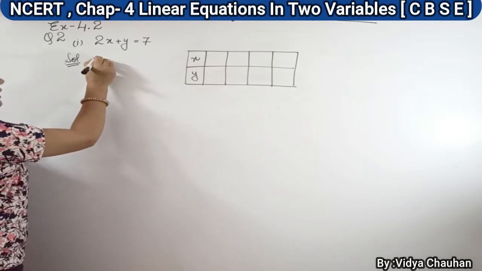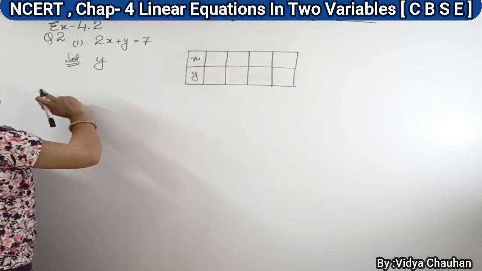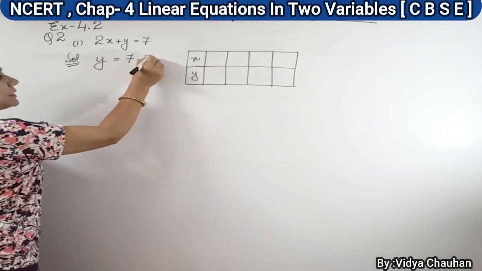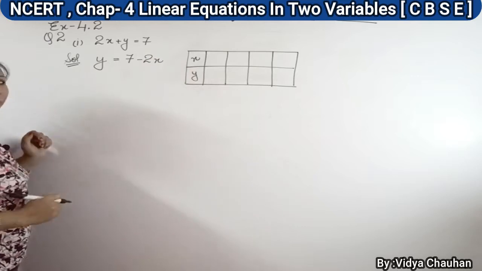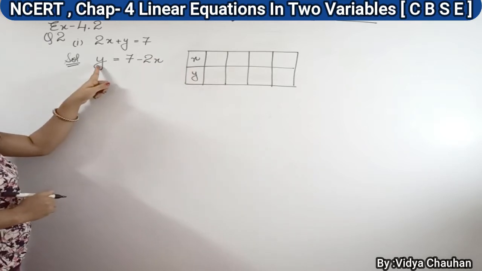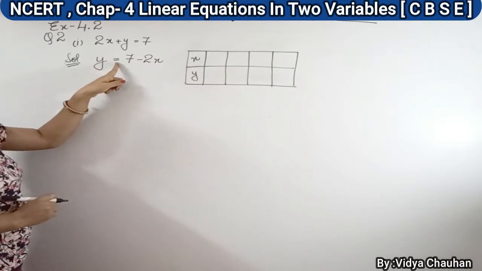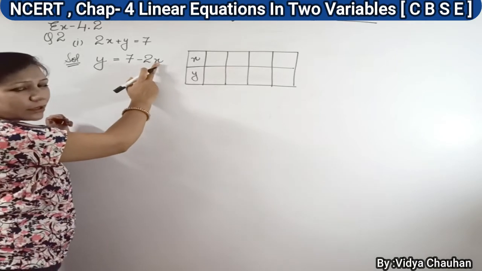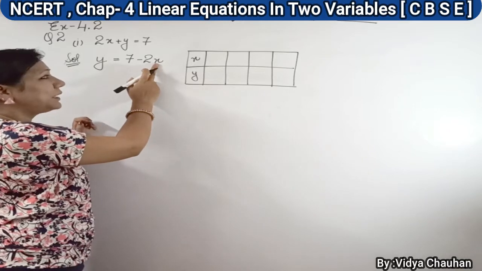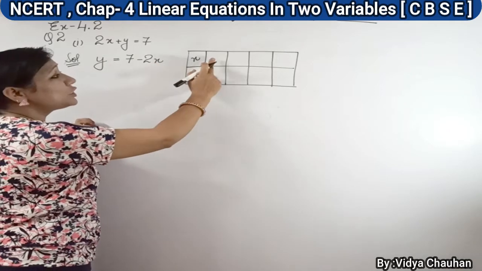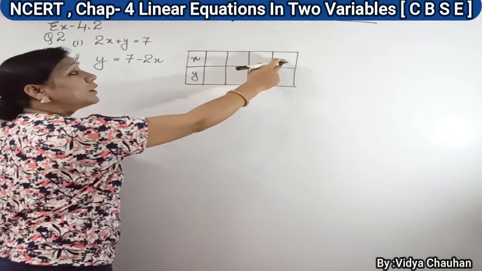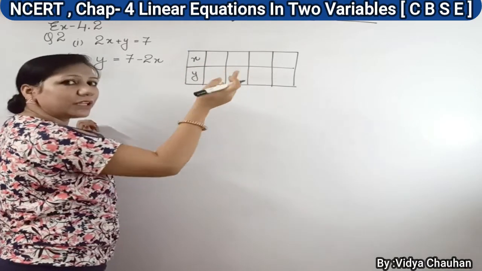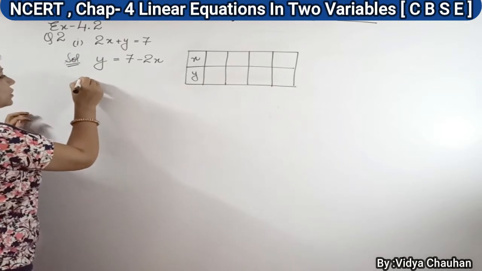So how can I write? I can write this equation in terms of y. So y equals 7 minus 2x. So I have written this equation in terms of y. Now since our variable x is on the right hand side, we will choose different values of x for which we get the desired results, that means the results for the variable y. So let us start choosing one by one.